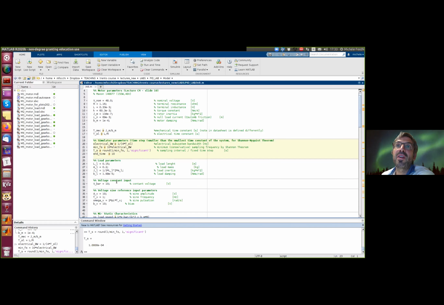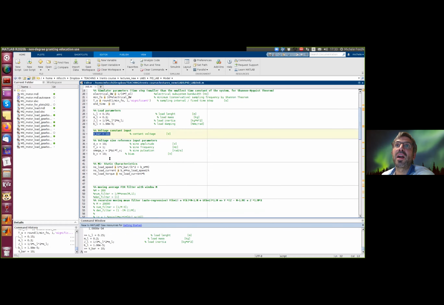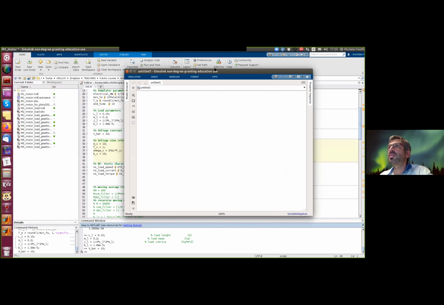And we have here the parameters of the load. We don't use them now in this exercise. And this is the supply voltage, V bar, and the values of the sinusoid. This is the amplitude of the sinusoid, the frequency of the sinusoid, 1 hertz, and this is the offset, the bias, yes, the offset.